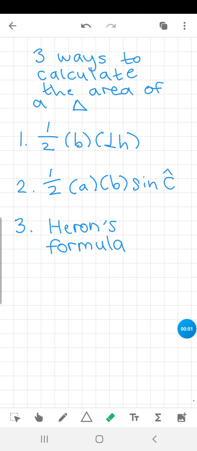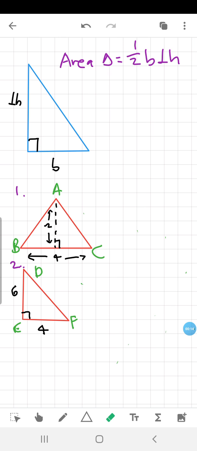Hey guys, today I'm going to show you 3 different ways to calculate the area of a triangle. I'm going to start off with the simplest formula first and then work my way towards more complex formulas, so if you're in a lower grade, you don't have to watch the whole video. Okay, let's get straight into it.